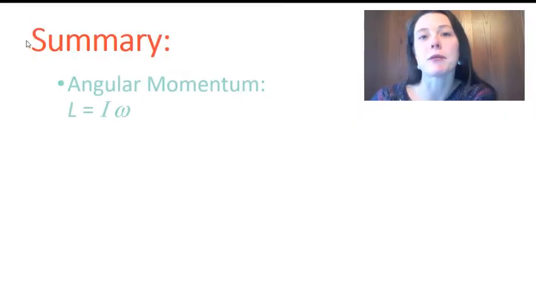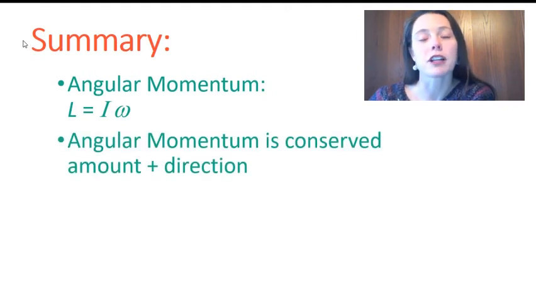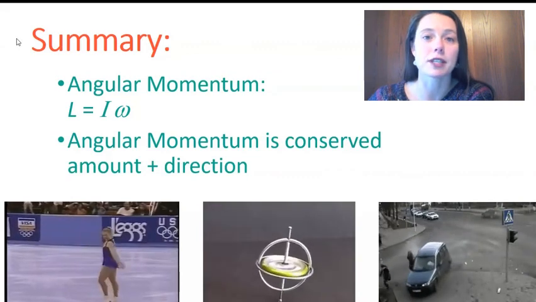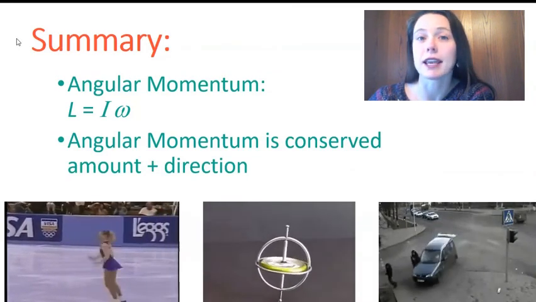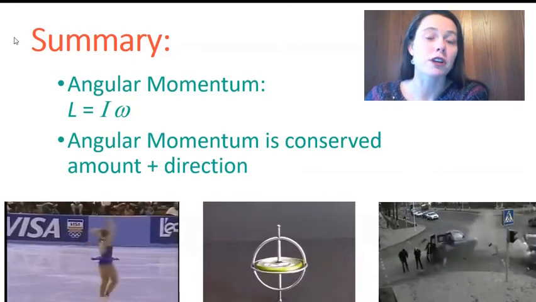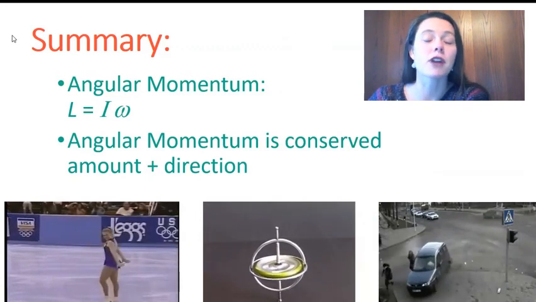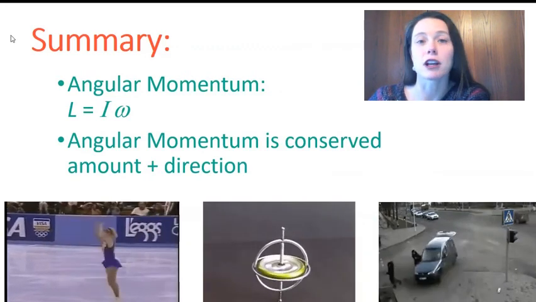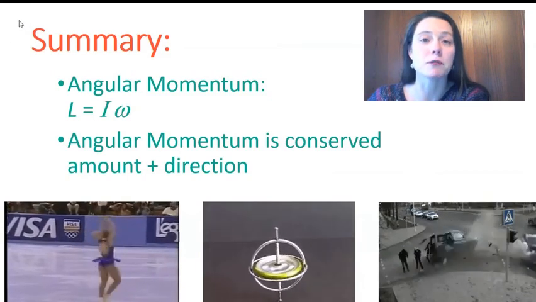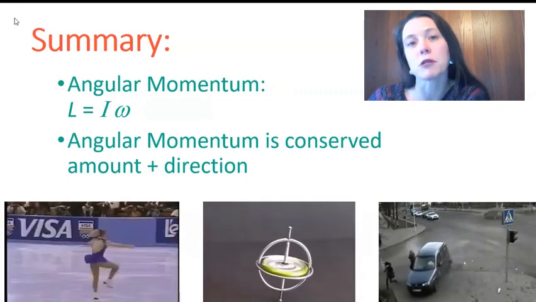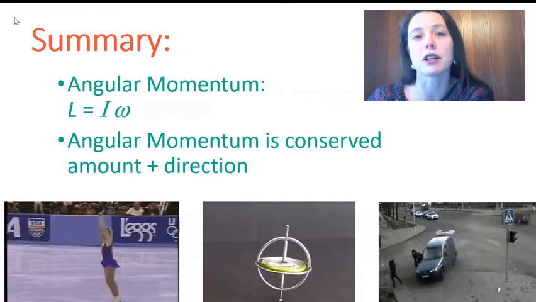In summary, we've learned a lot about angular momentum. We've talked about its equation, L equals I omega, and we've talked about what it means that angular momentum is conserved, both in amount and in direction. And in doing so, we've considered 3 types of examples. Single spinning objects like ice skaters who change their inertia, which then changes their rotational velocity. We've looked at what it means for the direction of angular momentum to be conserved and talked about tops and gyroscopes that continue to spin upright. And we've looked at collisions and how the conservation of angular momentum helps us solve problems that involve collisions.